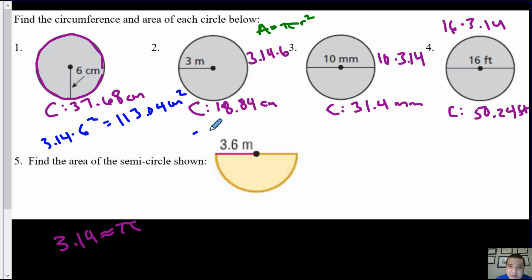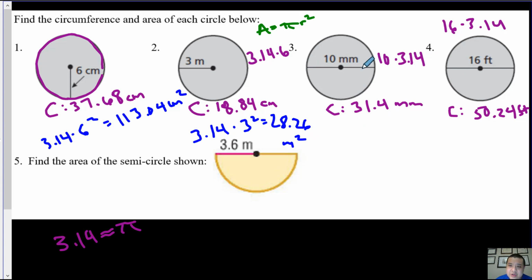Okay. For question number 2, we're going to do the exact same thing. We're going to do pi, or 3.14, times 3 squared, which gets us 28.26 meters squared. Go ahead and do the last two.